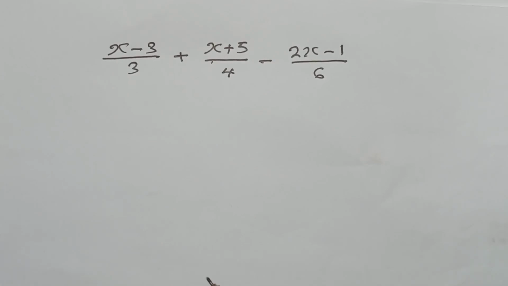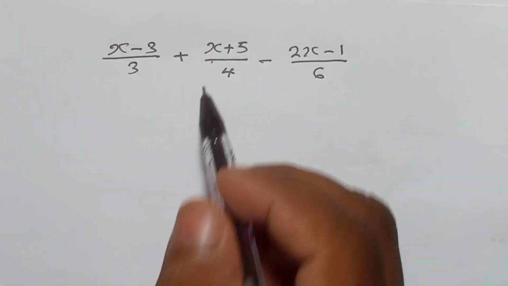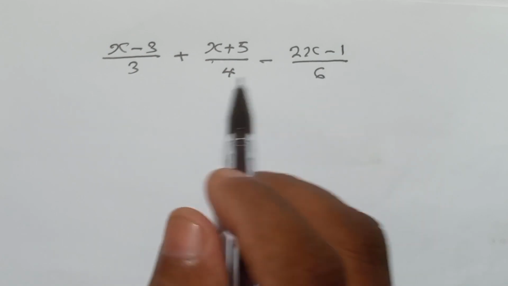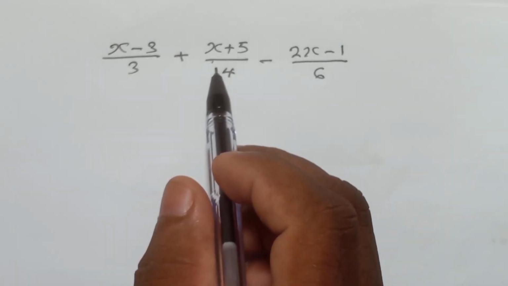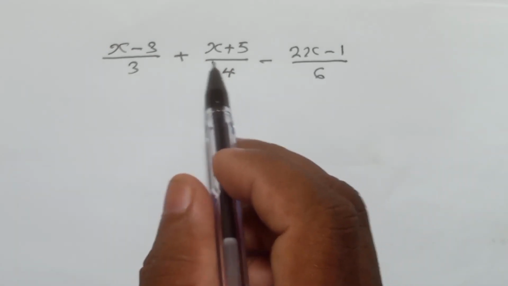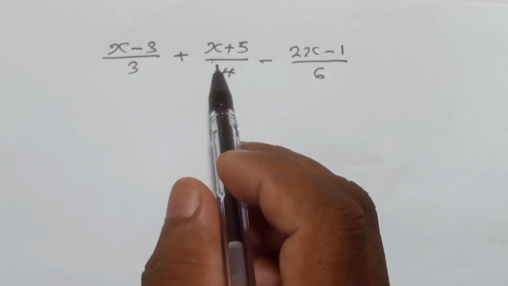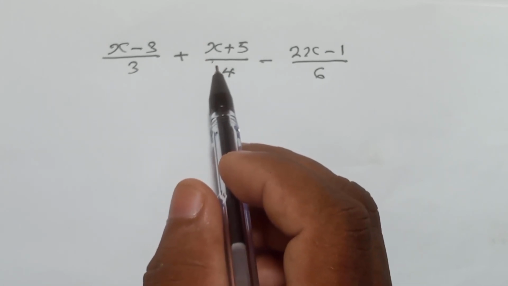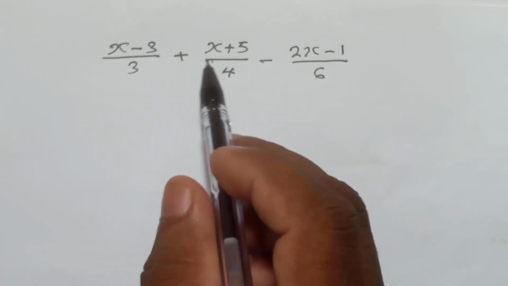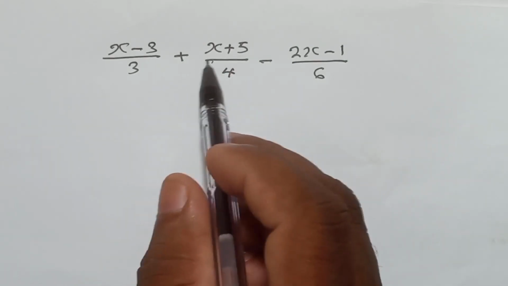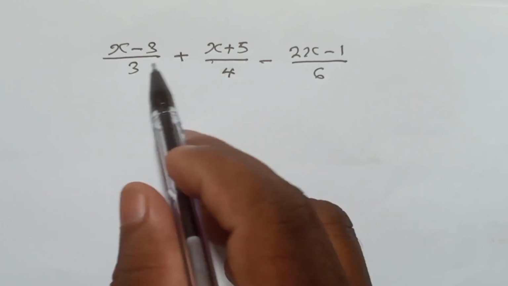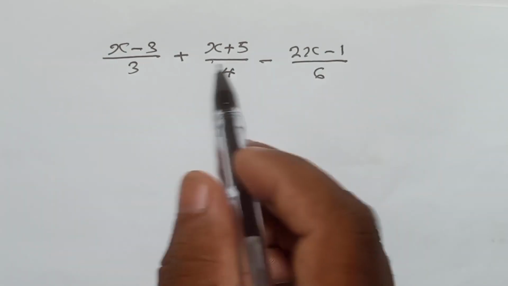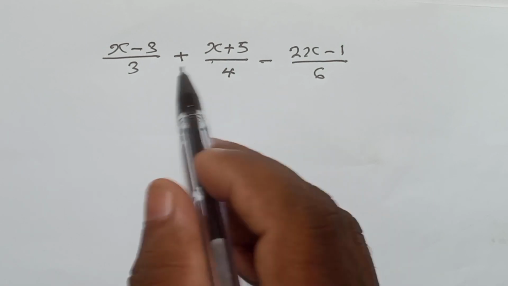Okay, now they ask to simplify this, right? First of all, remember when you have a fraction, which can be algebraic, meaning including an unknown letter, or just a numerical value, always check what the sign is between these two or three fractions. What are the signs?